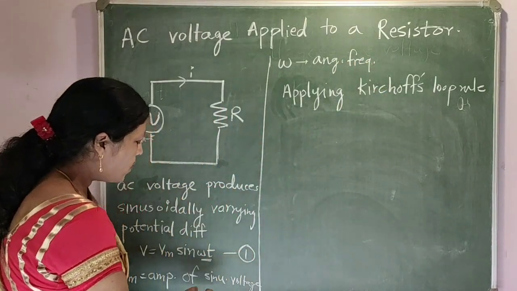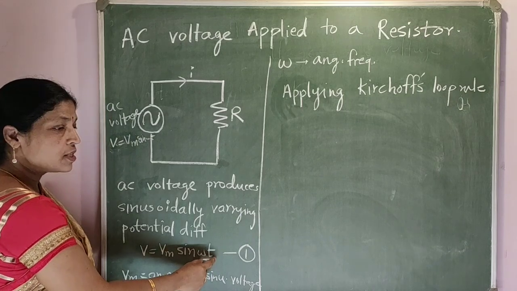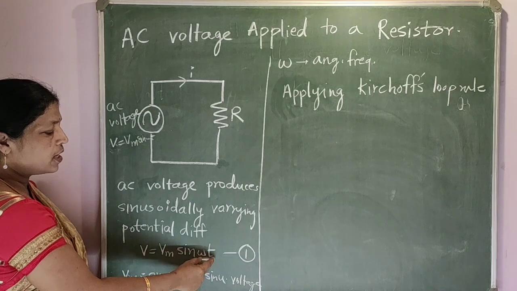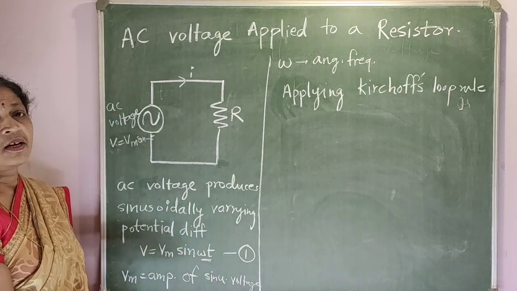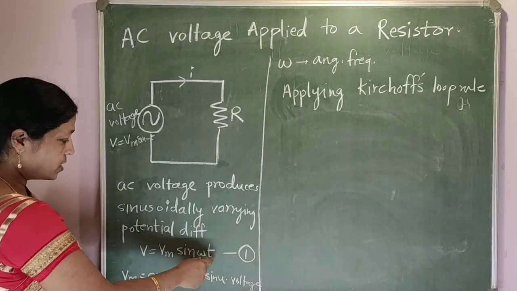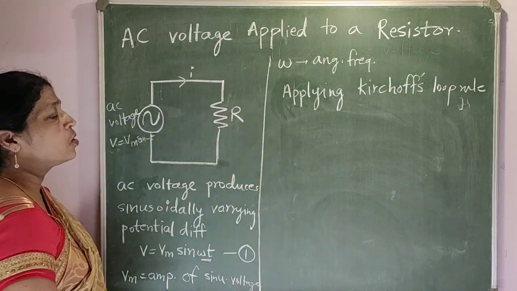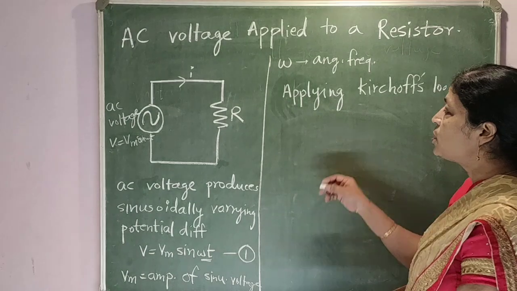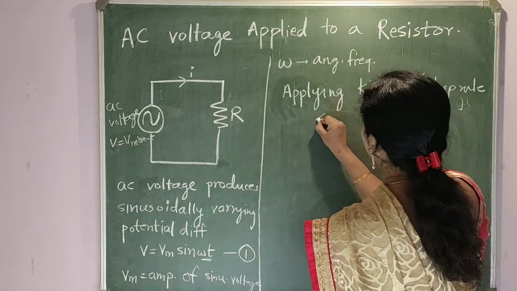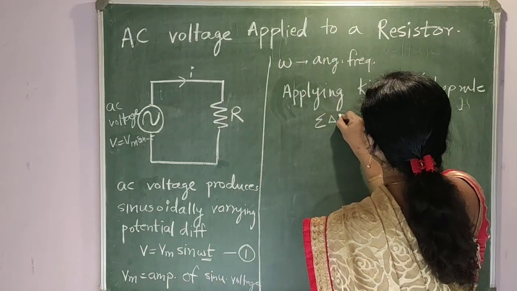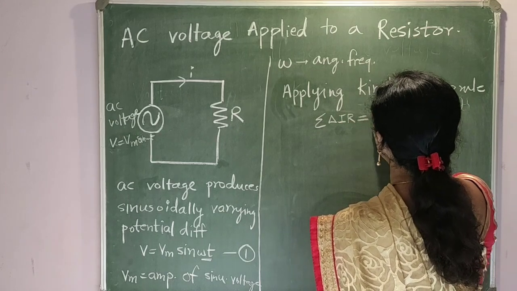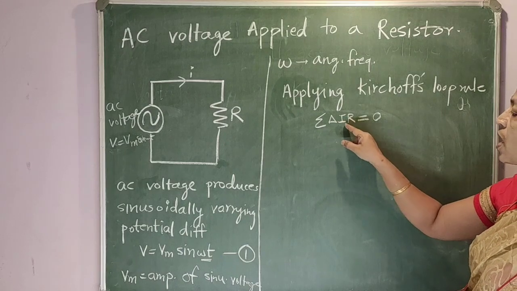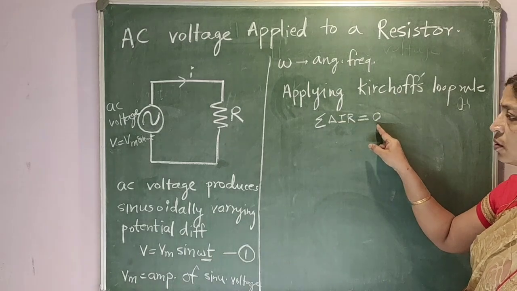And here omega t is the angle, or you can say omega t represents the phase. Now we are applying Kirchhoff's loop rule to this given circuit. As you know, in Kirchhoff's loop rule, the summation of change in the potential over the closed loop is equal to 0. Change in the potential, delta IR, is equal to 0.